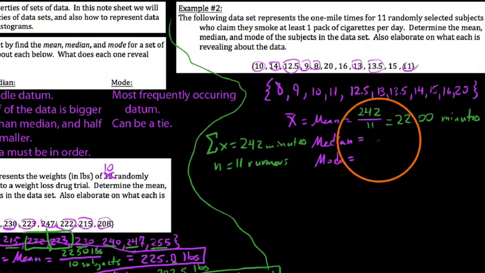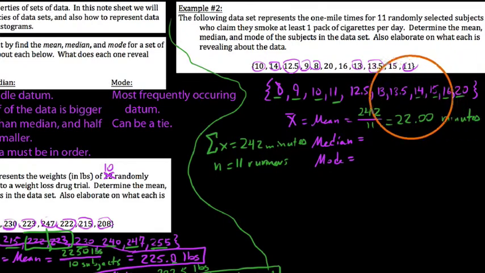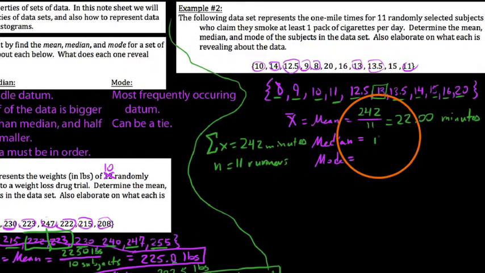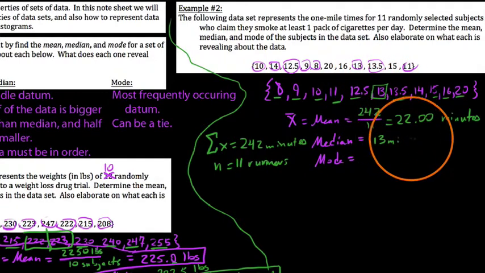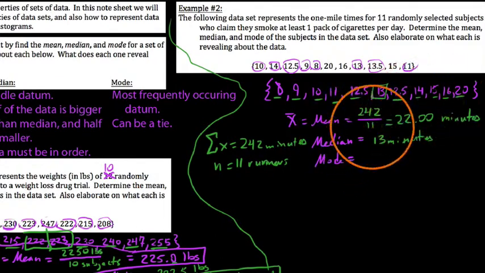So a 22-minute mile. The median, if we count in, I'm going to count in 1, 2, 3, 4 each side first. 1, 2, 3, 4. You'll notice that the bigger your data sets get, you can count in more at a time. So 13 was our middle time, so 13 minutes. And then last but not least, the mode. I noticed that none of these times occurred twice.